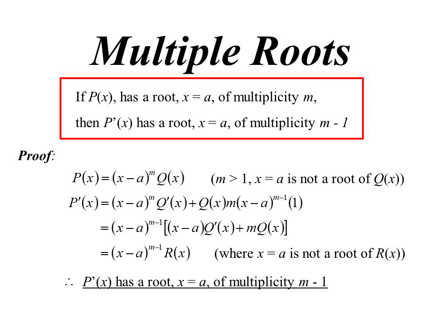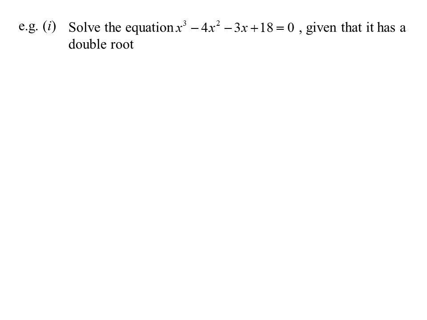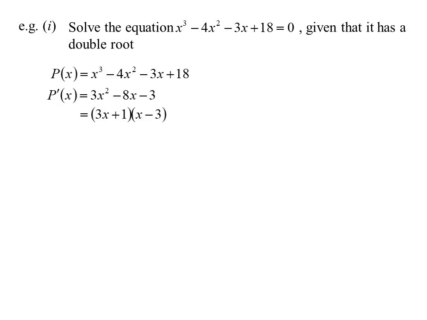Okay, well that's handy, because if we know something has a double zero or a triple zero or whatever, we can look at the derivative. Now here's a cubic, and we're told it does have a double root. Go and solve it. Alright, well that's a cubic. Heck of a lot easier to solve a quadratic than it is a cubic. And I know one of the solutions of this quadratic must also be a solution to the original polynomial, because it has a double root.